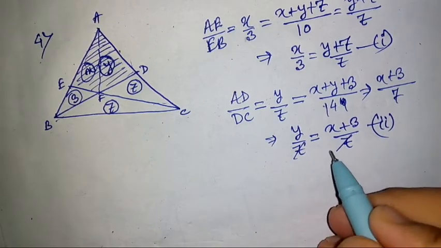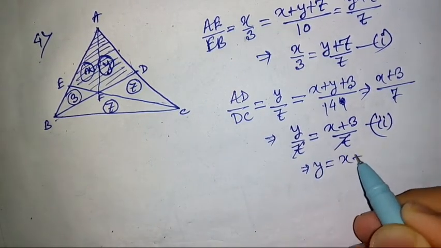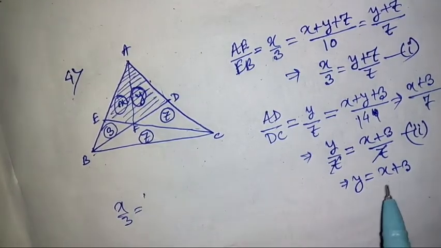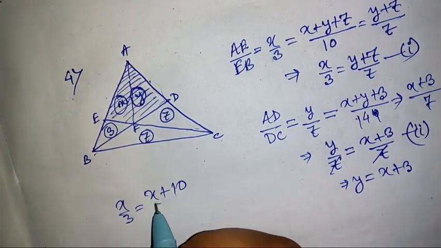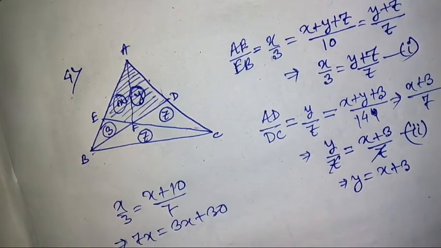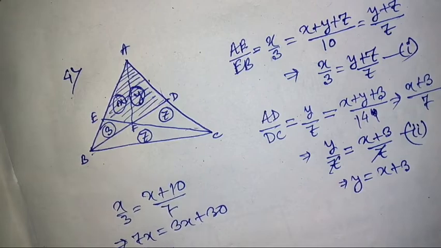I can show how I can do that. See, I can get Y equal to X plus 3. Now I substitute this in that equation: X by 3 equal to Y equal to X plus 3, X plus 10 by 7. So cross multiplying, 7X equal to 3X plus 30. So we get 4X equal to 30, or X equal to 15 by 2, right?